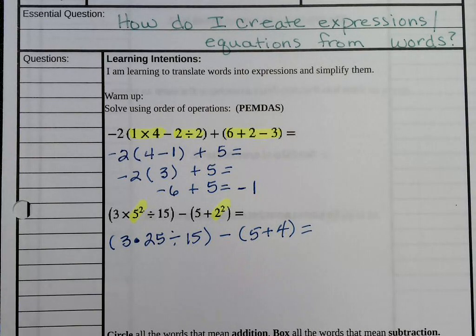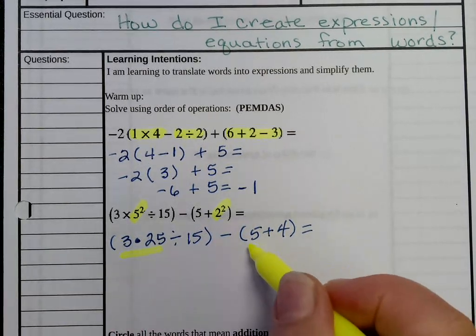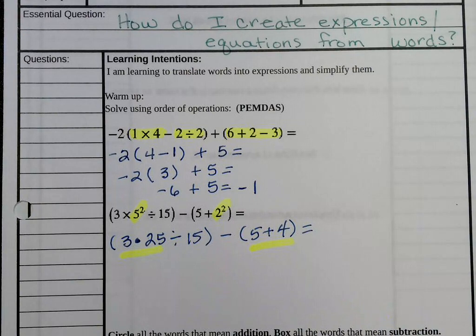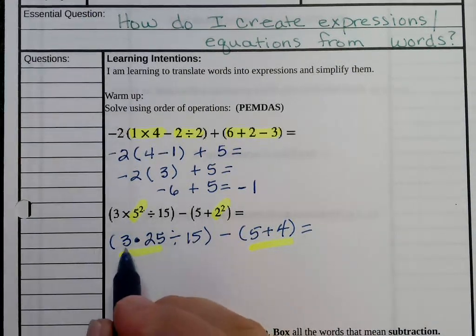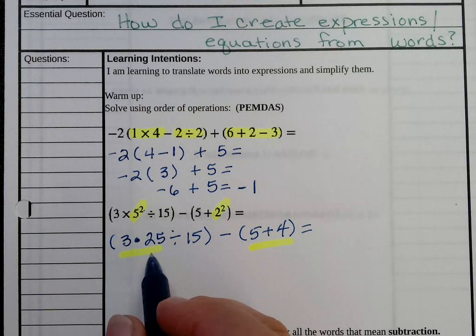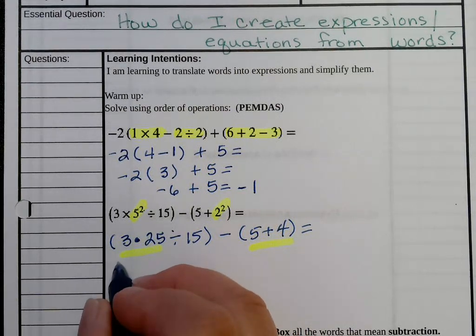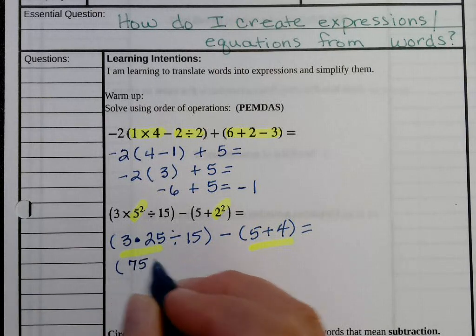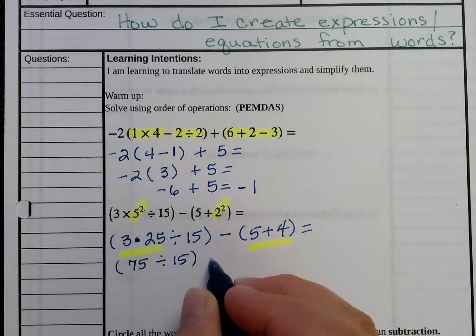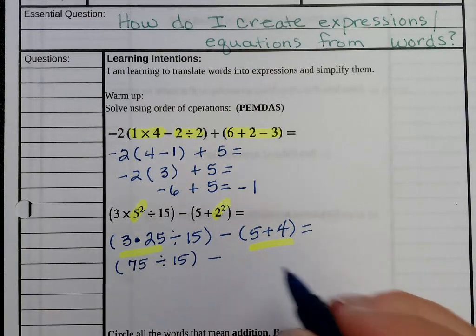Now let's look at the next step. I have to multiply and I've got to add. I can do those because they're in different parentheses, so I can do those on my next step. 3 times 25. If I have 3/4, it is 75 cents, is correct. Divided by 15 minus 5 plus 4 is 9.